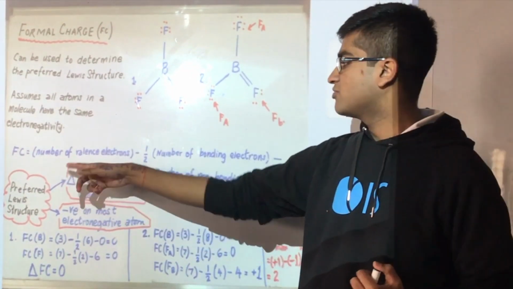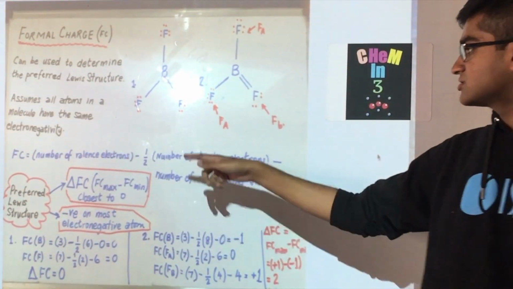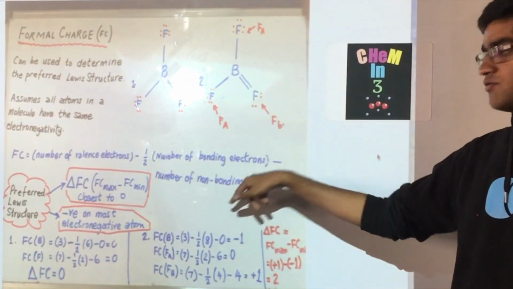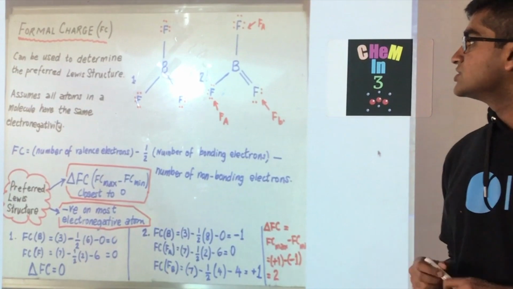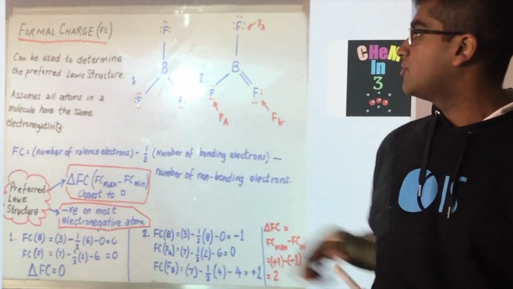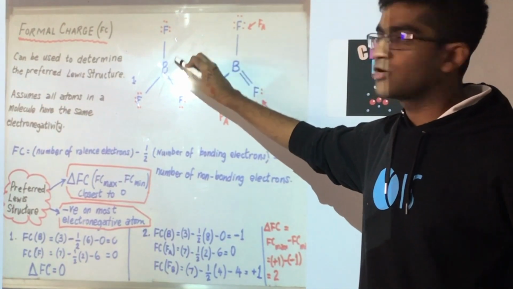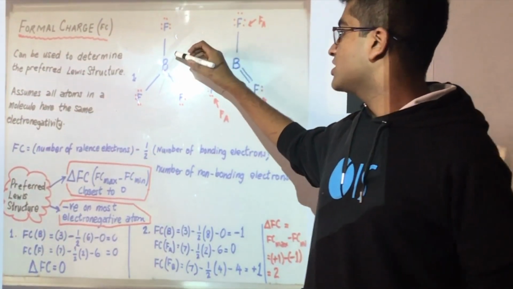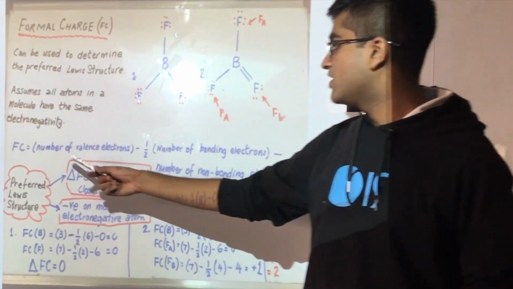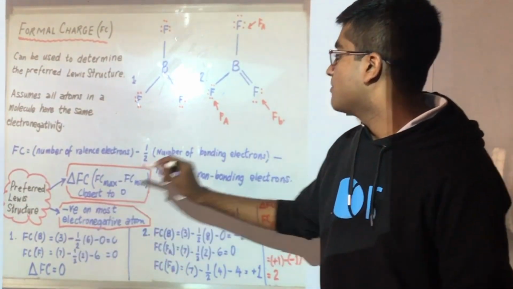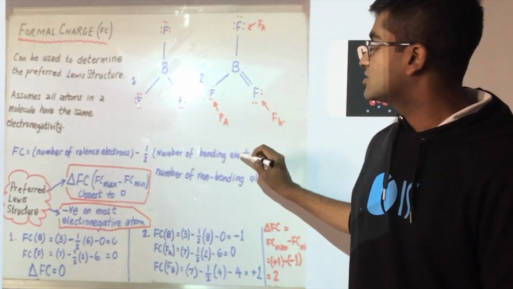So formal charge is equal to the number of valence electrons minus the number of bonding electrons divided by 2, minus the number of non-bonding electrons. Let's take the first case of this molecule. Let's take the boron, the central atom. Boron here has 3 valence electrons. So the formal charge of boron is 3 minus the number of bonding electrons on boron.